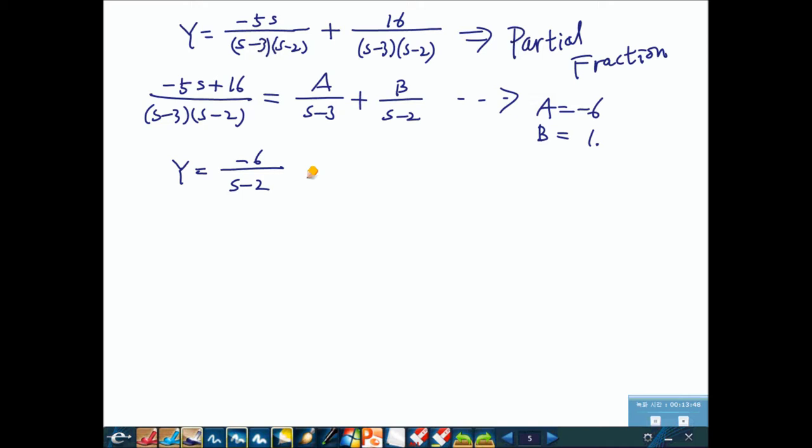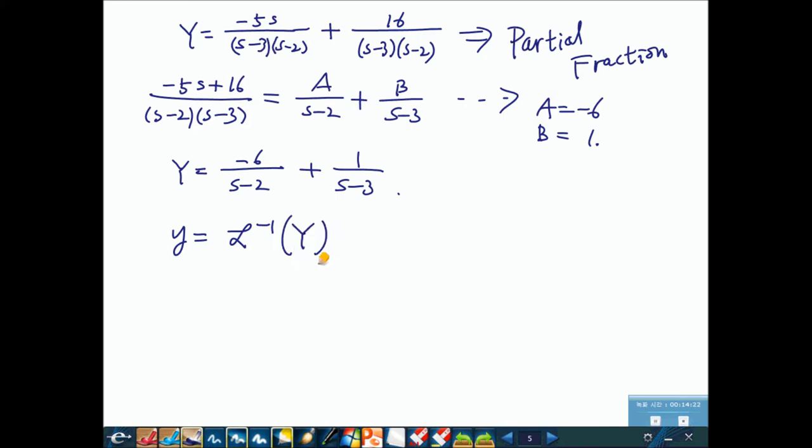Sorry. This is s minus 2, s minus 3. It doesn't really matter, it just changes the order. Okay? And plus 1 over s minus 3. Okay? And you have to go back to the time domain by doing the inverse Laplace transform of big Y.